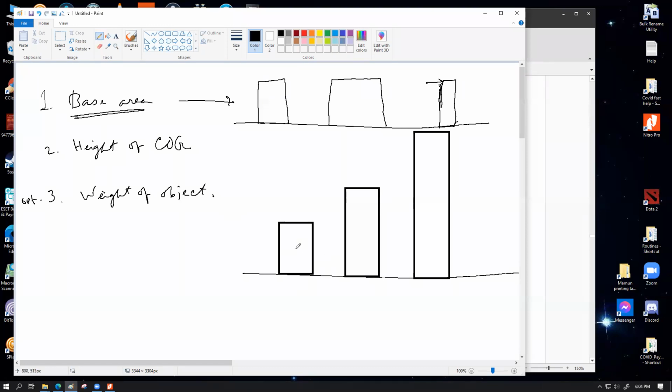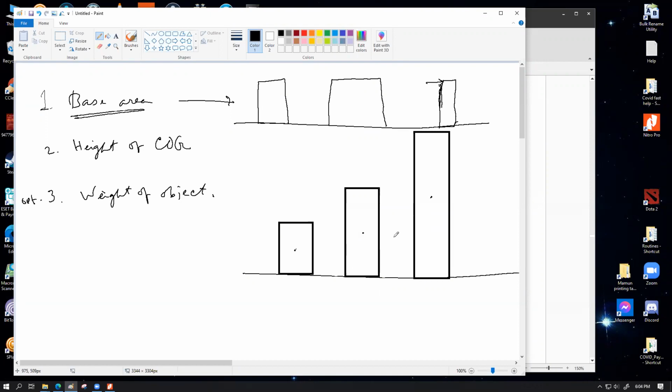For example, here is the COG for this one approximately. Here is a COG for this one approximately. I'm eyeballing the diagonal crossing point over here, so about the midpoint, not essentially measuring them. Here is a COG over here. So as long as their base areas are exactly equal and they have different heights of COG, the one that has a taller COG or higher COG would be less stable.